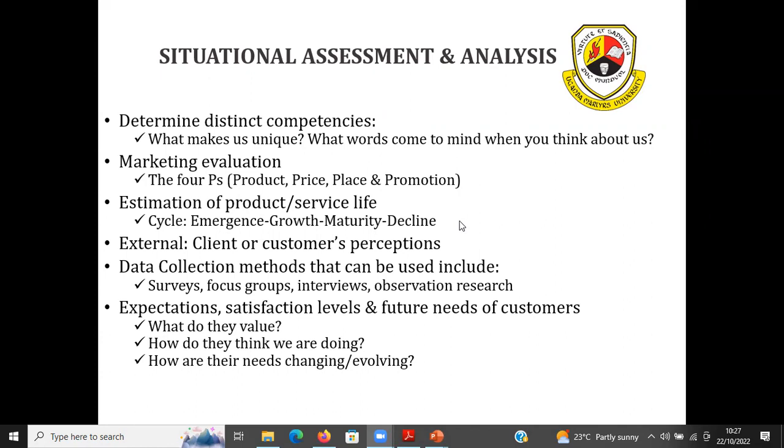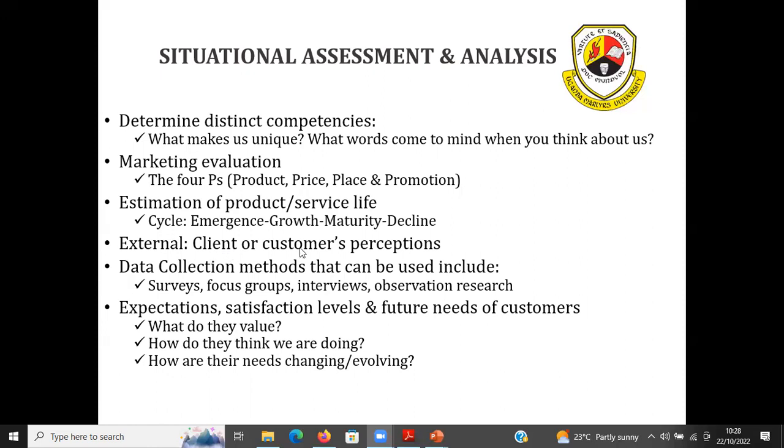Then you can also think in terms of the ICT department: think about it in terms of the service you provide, and also the products you use, the devices you use. You can think also in terms of that.